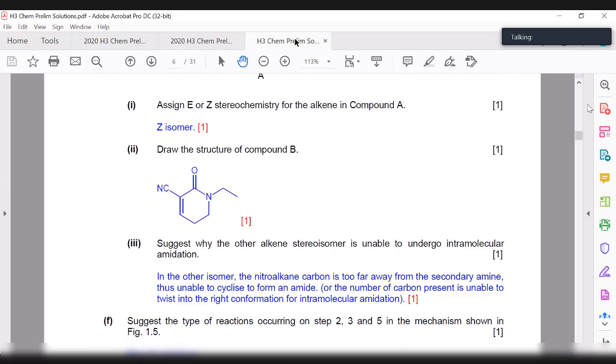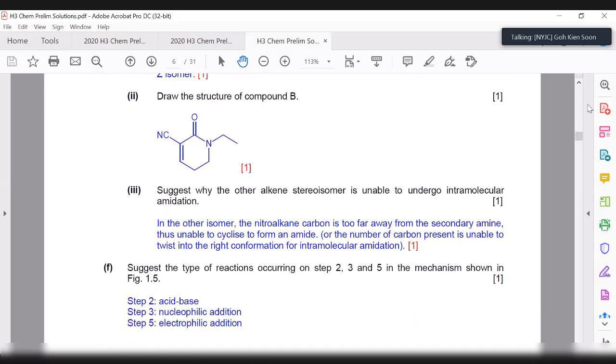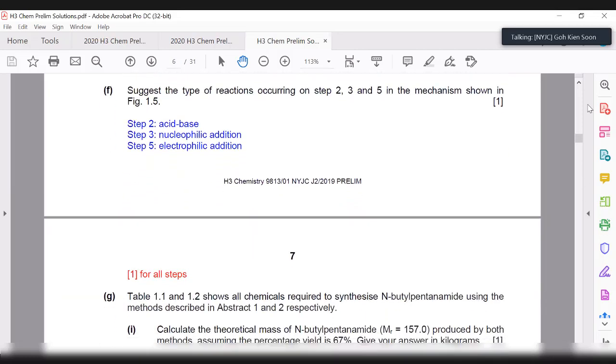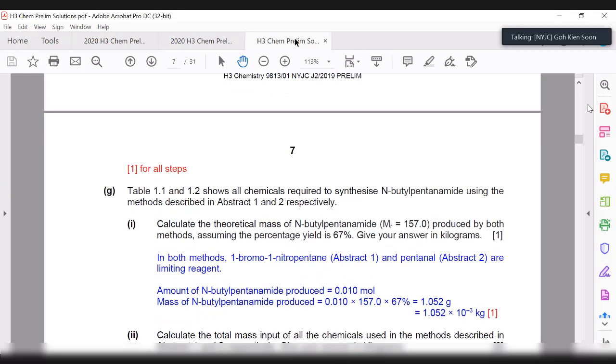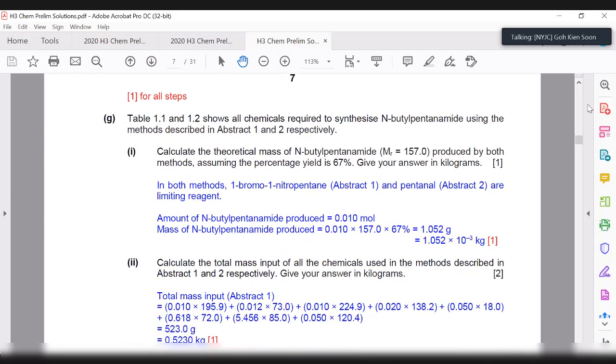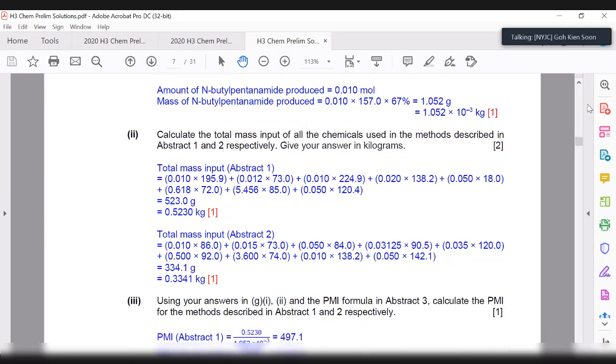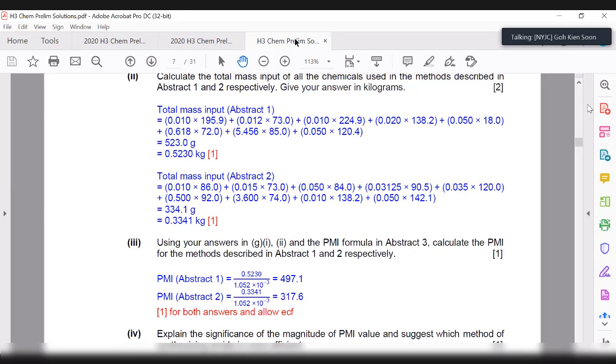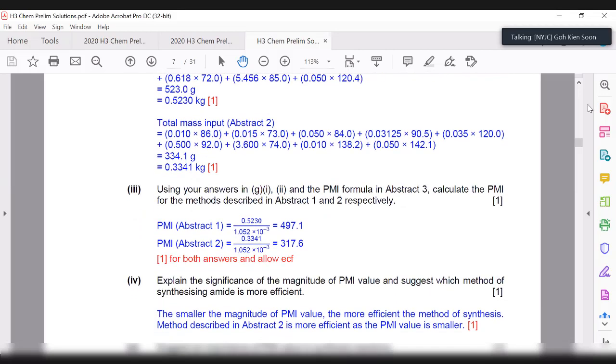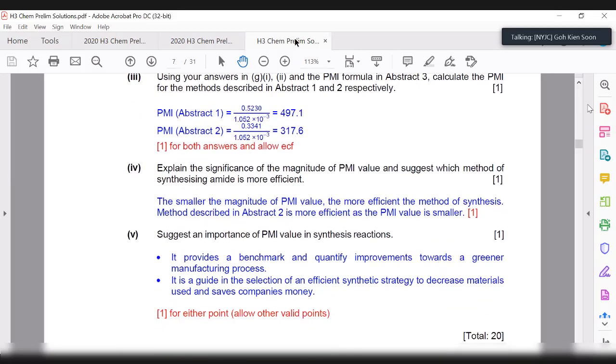Assigning the E and Z configuration, right? And back then I really ran out of ideas to set the 20 marks. So I go back to basics, ask them for the type of reaction for each of the steps, right? And do some calculation, right? And then compare, do some calculation for both abstracts, using the PMI formula that I give in abstract 3 to do a calculation and compare. Kind of similar to the specimen paper that was given back in 2019, right? Because that was the only reference that we have.